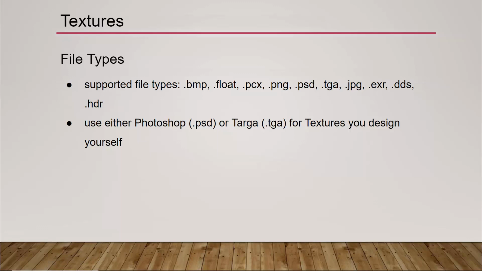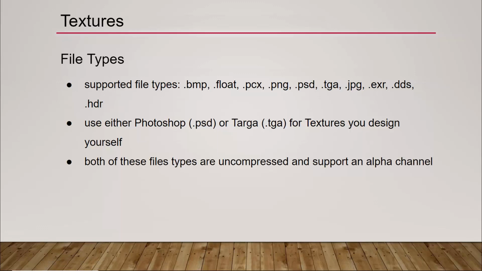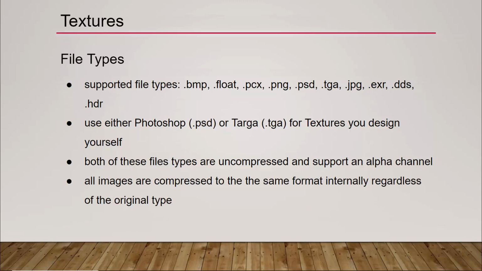The reason is that the ideal file type for a texture image is one that is both uncompressed and supports an alpha channel, and those are the only two file types from the list that satisfy both of those conditions. So the reason that you want to use an uncompressed image for your texture is that when you import an image into Unreal, it will compress it to the same format internally and thus the same file size, regardless of what the original file type was. So a huge Photoshop file will get converted to the same file size that a small JPEG will get converted to. So there's no memory savings by using a compressed file type like a JPEG. However, you will have a reduction in quality because of the compression.